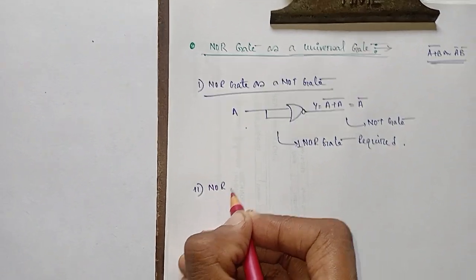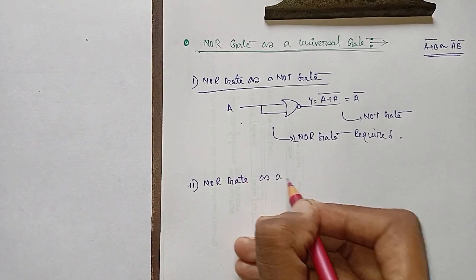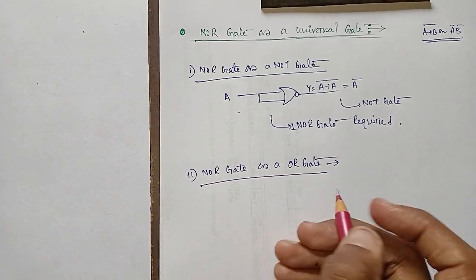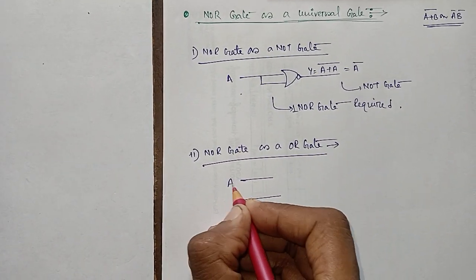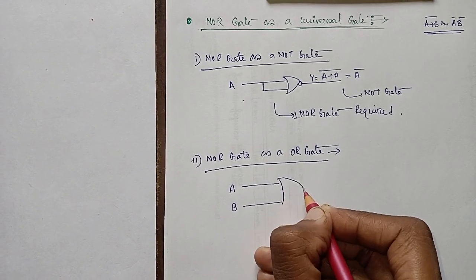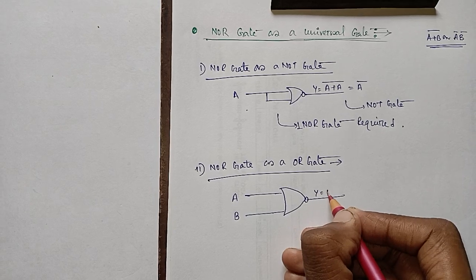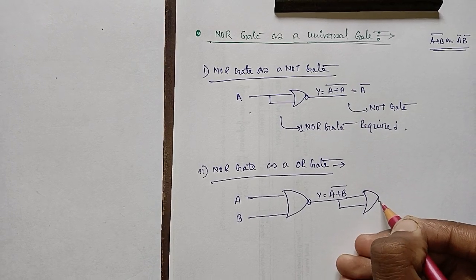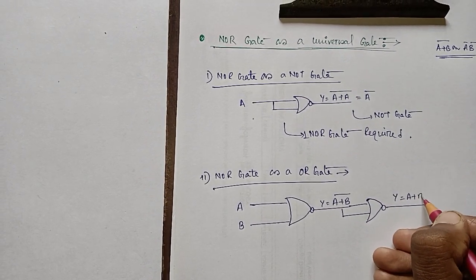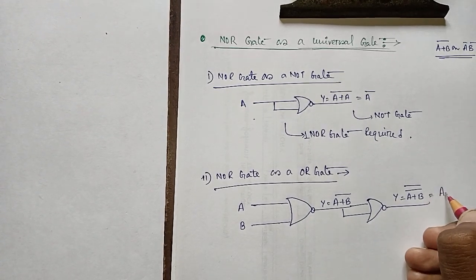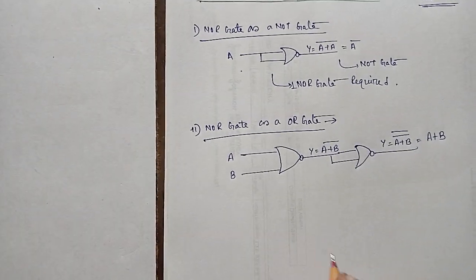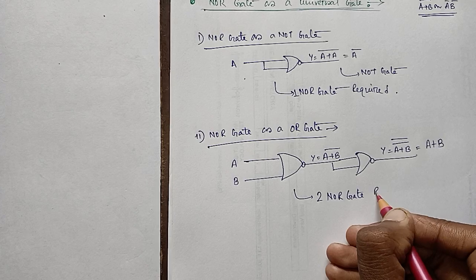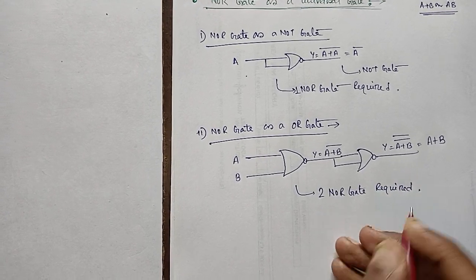Secondly, the NOR gate as an OR gate. For this, A and B are the input parameters. If we take the NOR of these, we get y is equal to (A plus B) bar, and if we again take the NOR of this, we get y is equal to ((A plus B) bar) whole bar. So the bars cancel out, and we get A plus B. For OR logic, two NOR gates are required for implementing this OR gate.